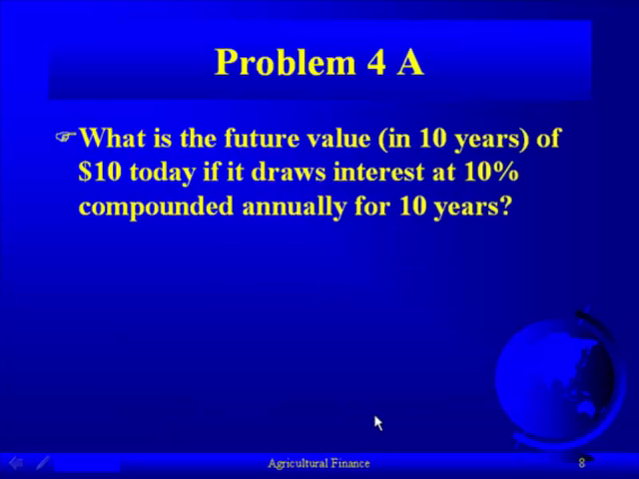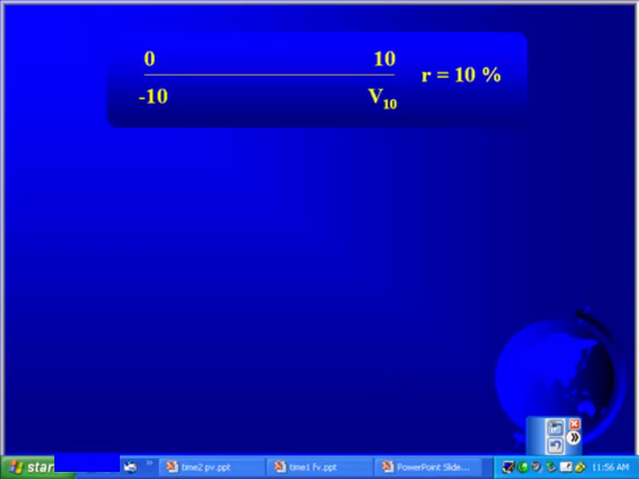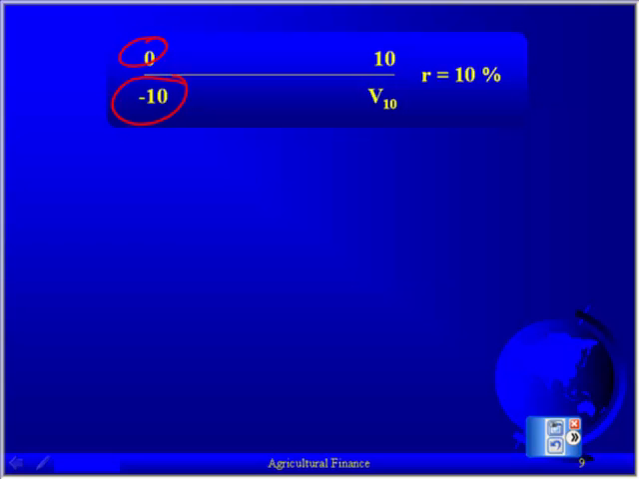Looking at it from the problem, starting with problem 4A: what is the future value in 10 years of $10 today if it draws interest at 10% compounded annually for 10 years? Cross-referencing this to our timeline, you see that at time 0, we're putting $10 into the bank. We want to know in 10 years how much will be in that bank, which we represent as V, representing value, subscript 10 representing the end of the 10th year, and the interest rate is 10%.